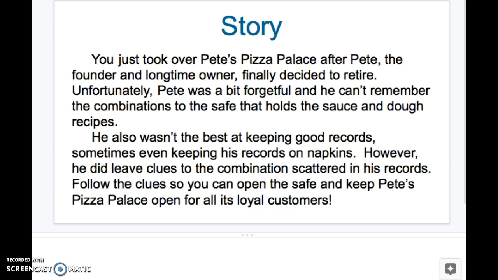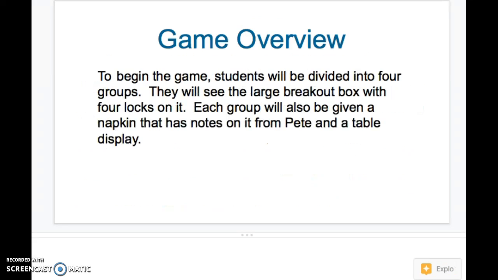You just took over Pete's Pizza Palace after Pete, the founder and longtime owner, finally decided to retire. Unfortunately, Pete was a bit forgetful, and he can't remember the combinations to the safe that holds the sauce and dough recipes. He also wasn't the best at keeping good records, sometimes even keeping his records on napkins. However, he did leave clues to the combinations scattered in his records. Follow the clues so you can open the safe and keep Pete's Pizza Palace open for all its loyal customers.